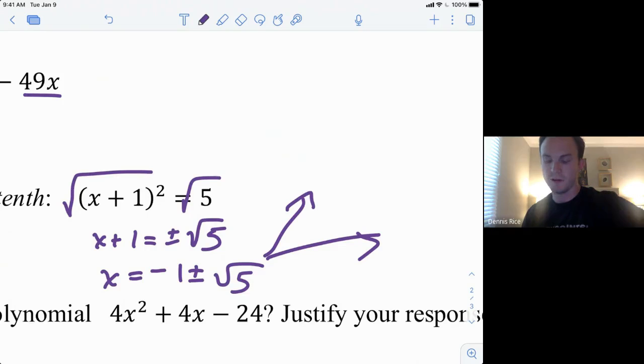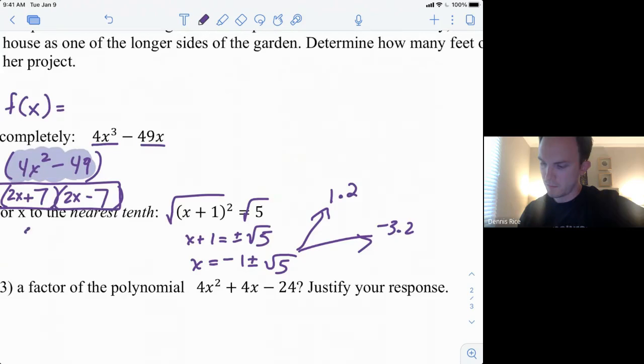There is no way to do it at the same time. Your calculator doesn't have a plus or minus button. So what do we get to the nearest 10th? We get, double check, 1.2 and negative 3.2. I guess the negative should go first: negative 3.2 and 1.2.